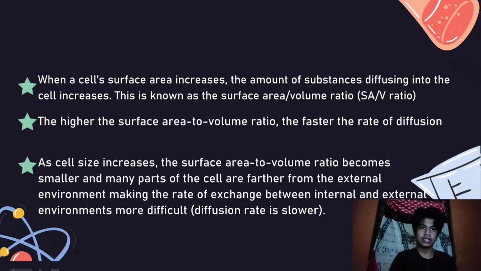Smaller cells take less time for substances like oxygen to diffuse throughout the cell since they have a higher surface area to volume ratio compared to larger cells with a lower surface area to volume ratio. And that is why humans are built up of millions of very small cells, so that substances are able to travel throughout the body.